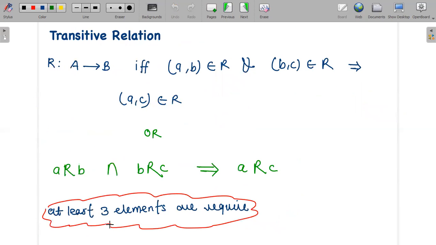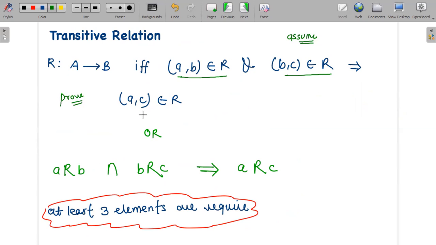Now, let me move to the last one. It is a transitive relation. For a transitive relation, we need at least three elements to prove whether a particular relation is transitive or not. Now, how does a transitive relation work? A particular element will be given to you: A comma B is associated with the relation R. You need to assume by yourself that in a similar way, there will be an element B comma C which is associated with the relation R. And based on this assumption and the given data, you need to prove that A comma C belongs to R.